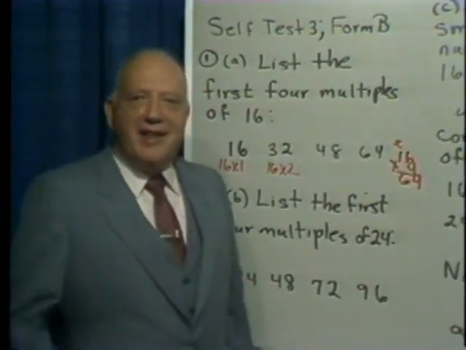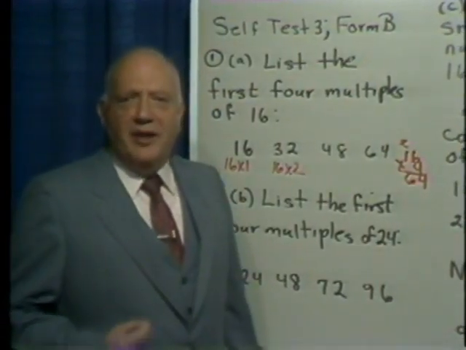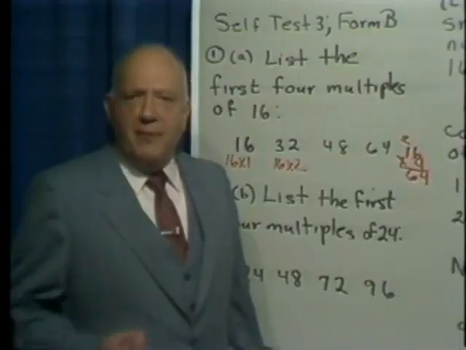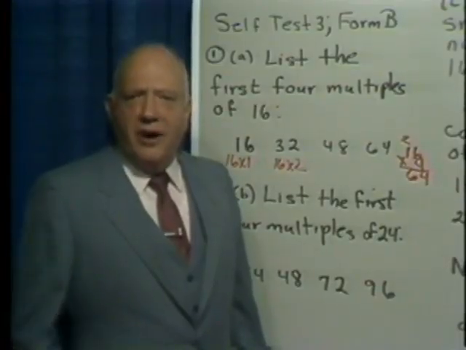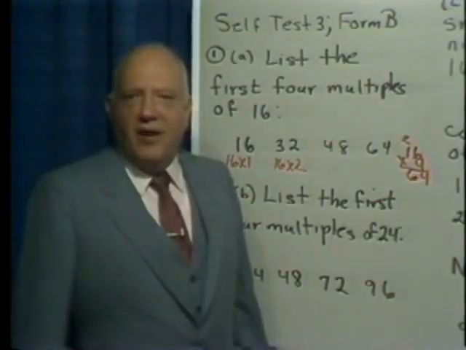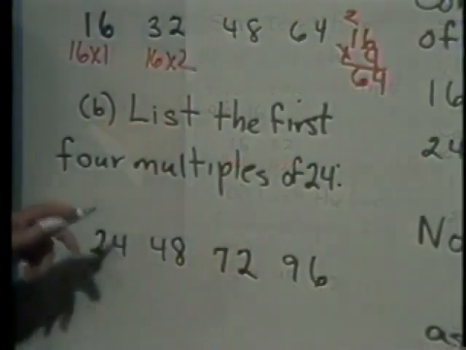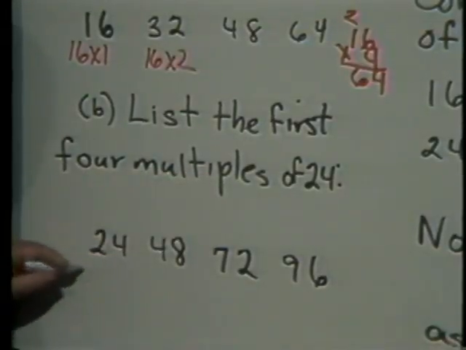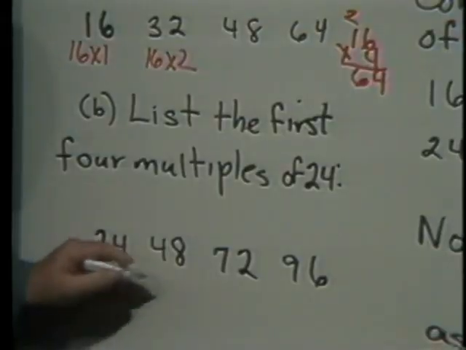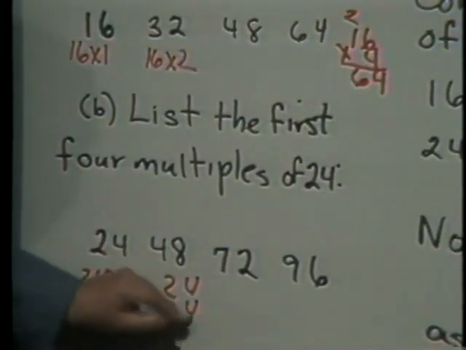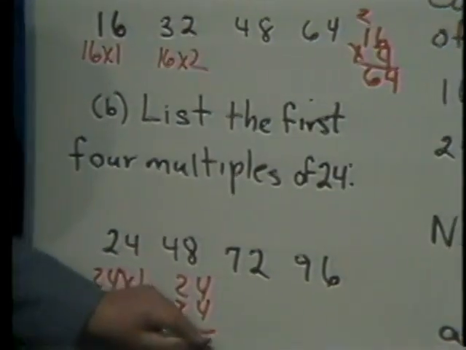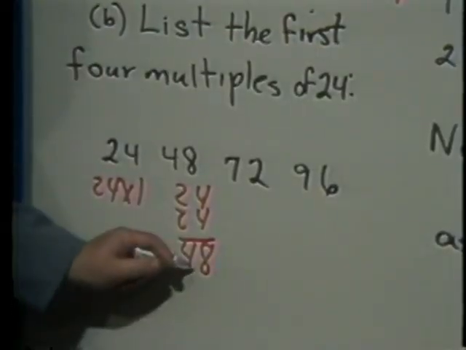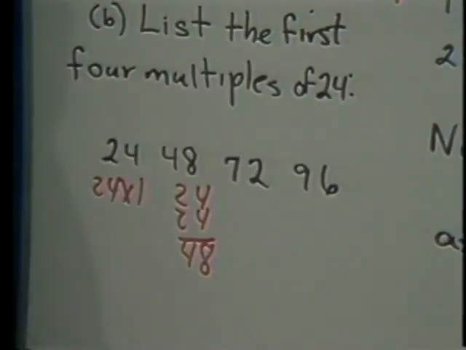The next problem is exactly the same as Part A, only now it asks us to list the first 4 multiples of 24. We're going to do the same thing we did in Part A, except now we're going to count by 24s instead of by 16s. 24 times 1 is 24. Then the sum of 2 24s, that's 24 plus 24, would be 48. The sum of 3 24s would be to add 24 onto 48. That would give you 72.